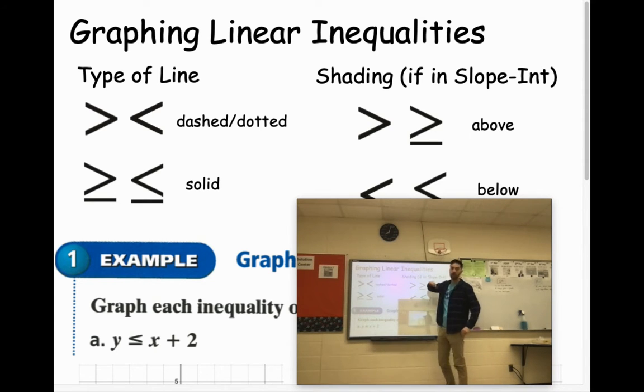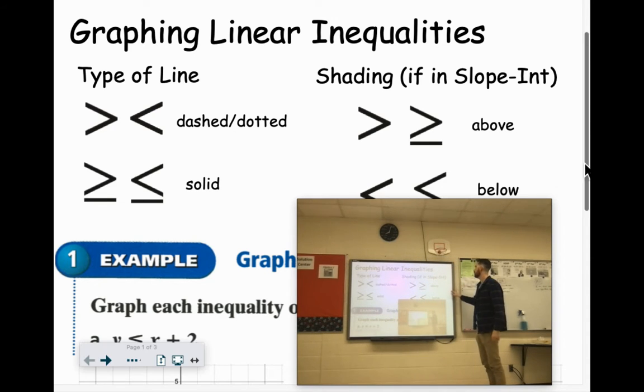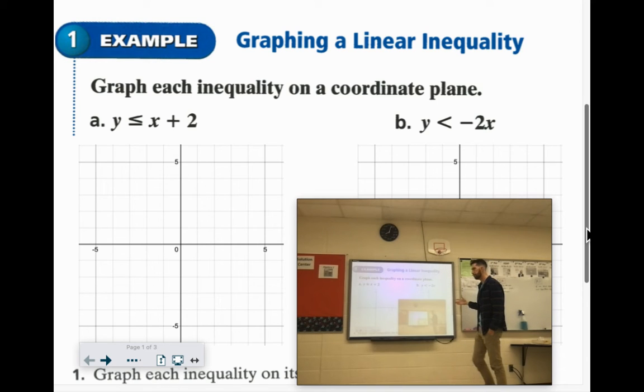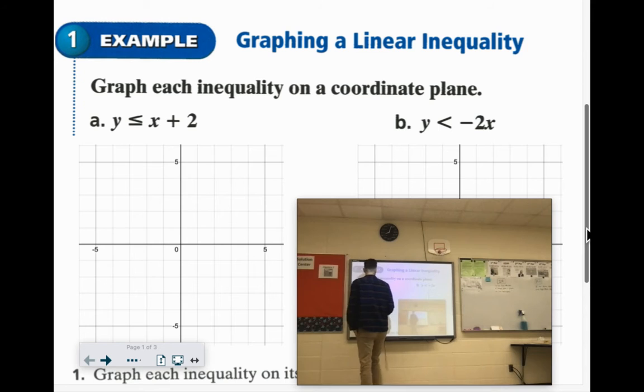As far as the shading, it's kind of intuitive. If you can get it in slope-intercept form, if you have greater than or equal to, or greater than, your brain thinks above, right? So you would shade above the line. If it's less than or equal to, you shade below the line. It has to be in slope-intercept form for that to work every time, which is the only form we currently know how to graph.